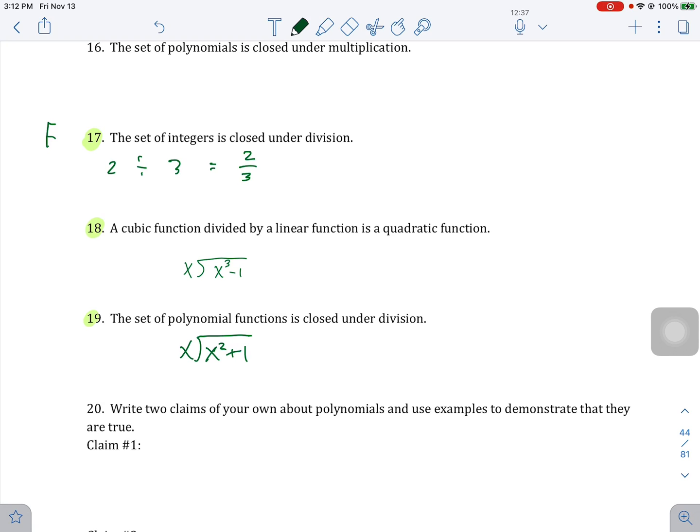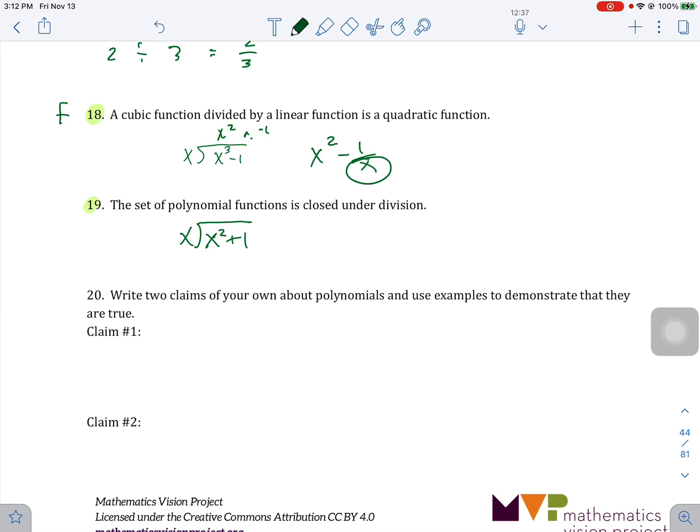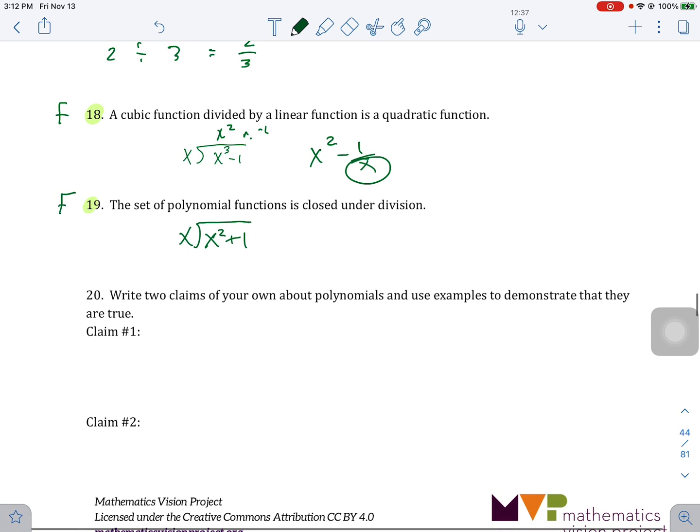A cubic function divided by a linear function is a quadratic function. No, not if there's a remainder. For example, this would give you x squared, remainder of -1. So really, your quotient is x squared minus 1 over x, and that is not a polynomial. The set of polynomial functions is closed under division. No, not necessarily. Same reason if you have a remainder. This would give you x plus 1 over x, and that disqualifies it.